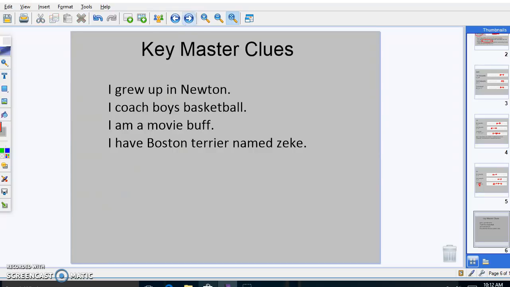All right, we're ready for our first Keymaster clue here. Our first clue in this lesson is this person grew up in Newton, Iowa. This person coaches boys basketball. This person is a movie buff, and this person has a Boston Terrier named Zeke.